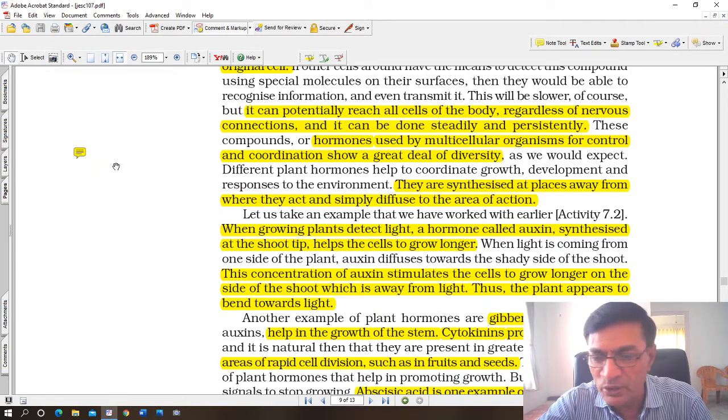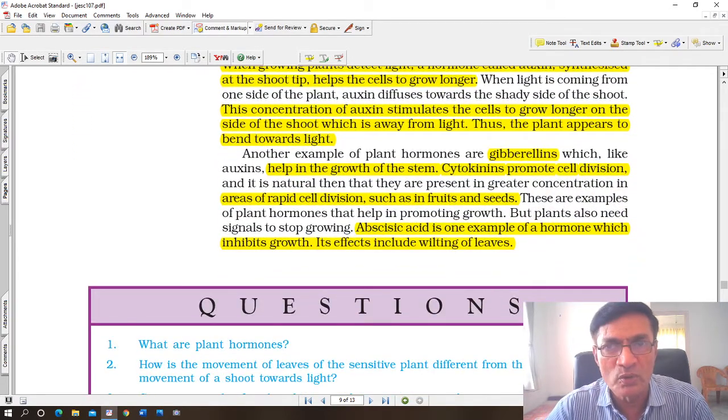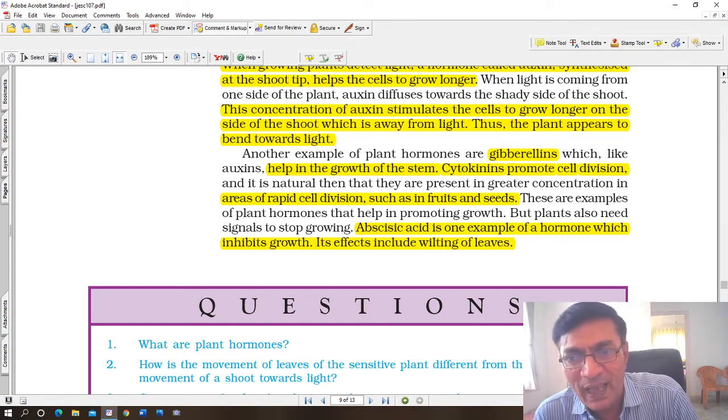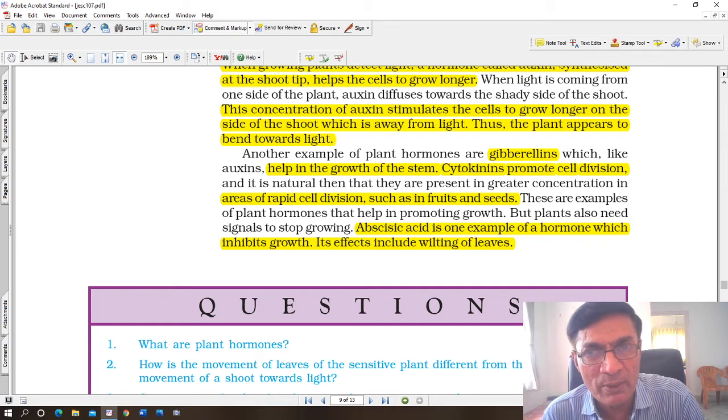But plants also need signals to stop growing. You see, there has to be a signal by which now no more hormones are required. So उसके लिए there is another hormone. Abscisic acid is one example of a growth inhibitor, a hormone which inhibits growth.